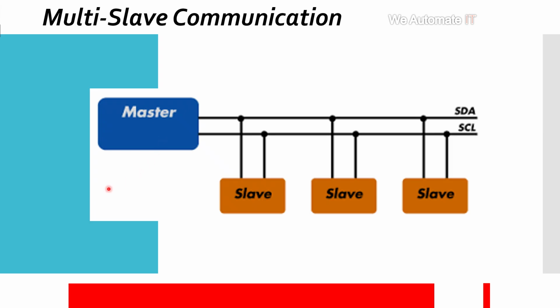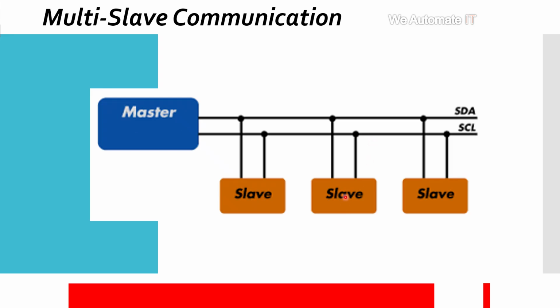Okay, so what does the master do actually? It generates the clock, it initiates the communication, it sends the slave's address for each slave, then it controls the data transfer inside the whole process. Okay, so the best example for master is which one? Microcontroller.